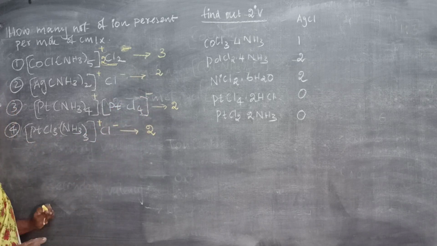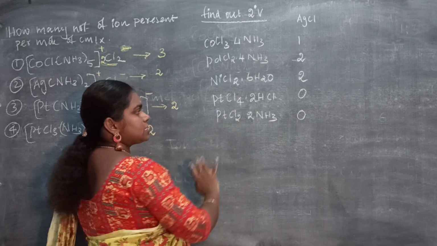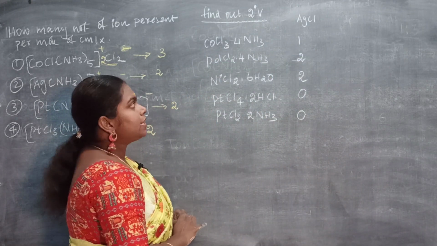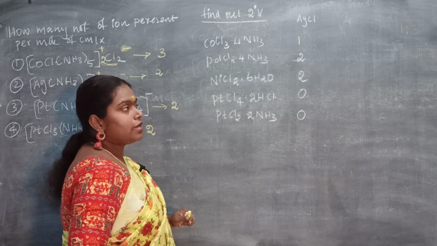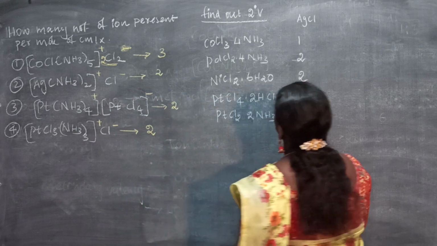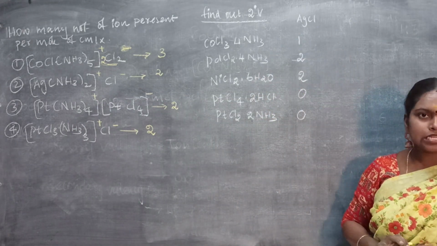This is the way to calculate it. Another possibility: find out the secondary valency in this complex. They have given the data, this is all the data given in the question paper, and they are asking to find out the secondary valency. I told you that secondary valency is equal to coordination number.